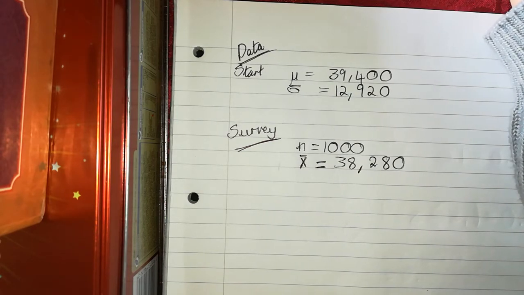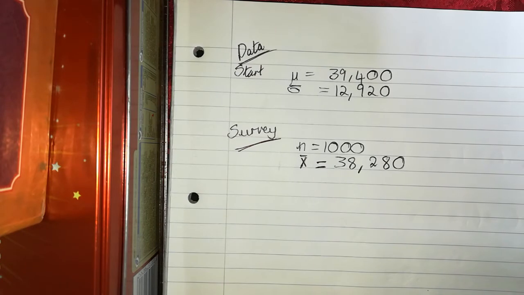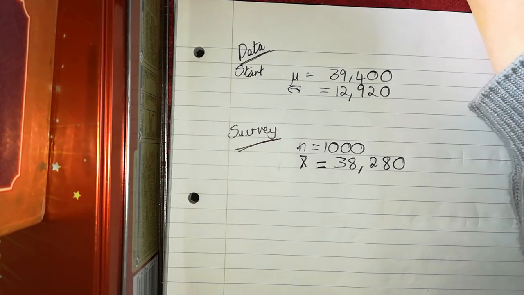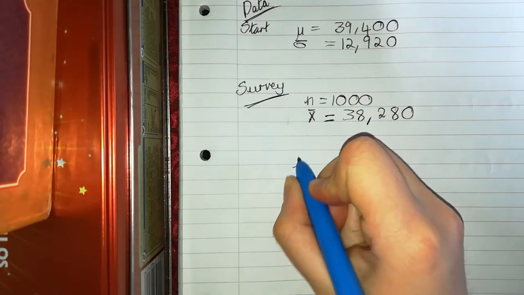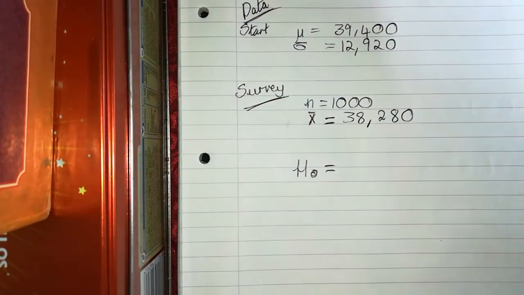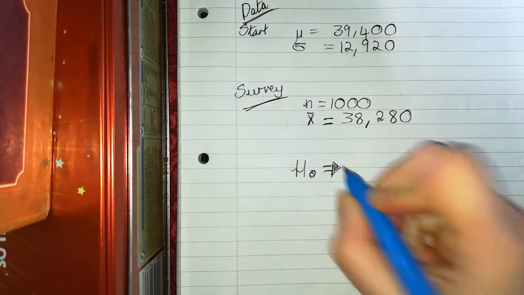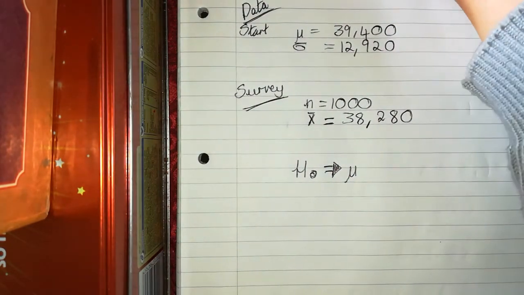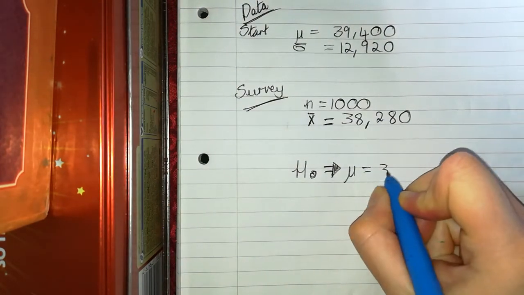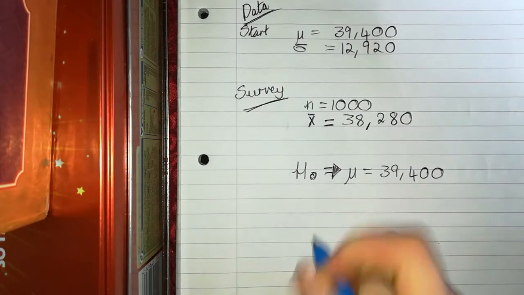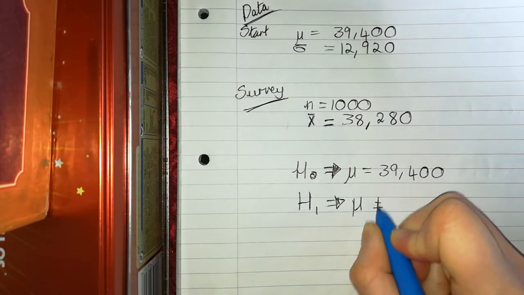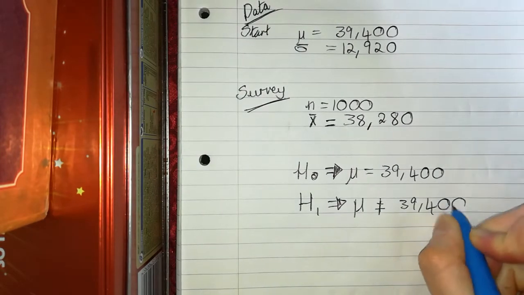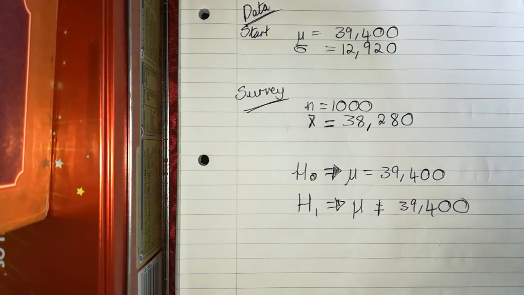So my null hypothesis is always that nothing has changed. H0, my null hypothesis, is that even with this survey the mean has not changed, so the mean is 39,400. My alternative hypothesis is that the mean has changed, so the mean is not equal to 39,400.